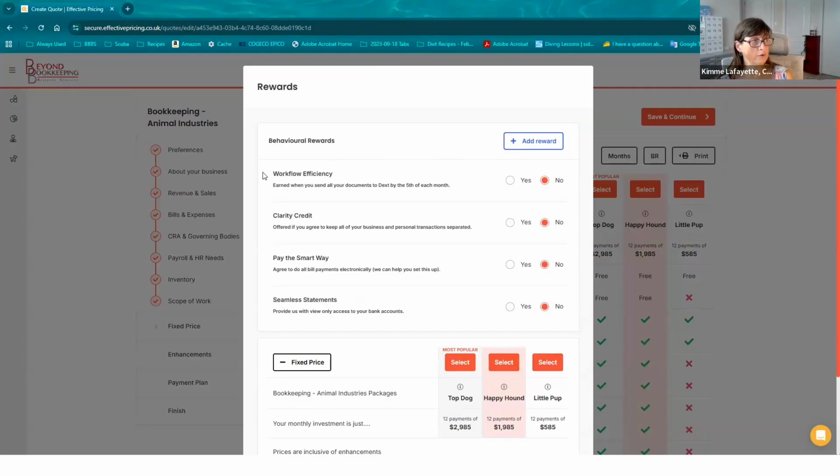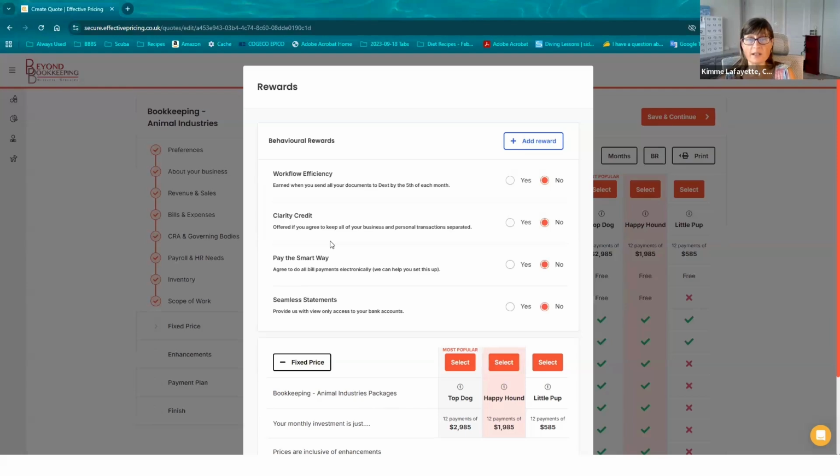One is a workflow efficiency. And this is one that we offer to our clients if you agree to have all of your digital documents uploaded into Dext, the program I mentioned, by the 5th of each month.